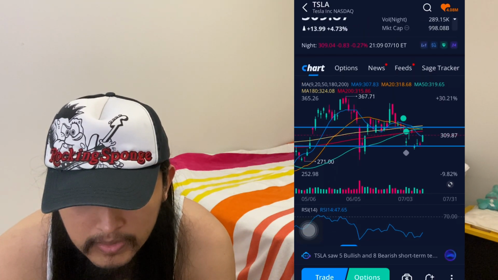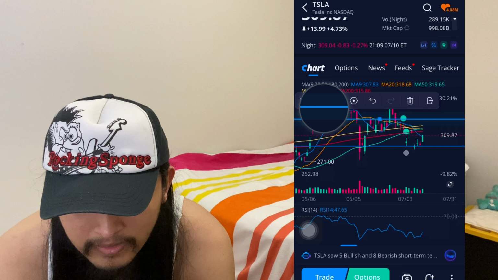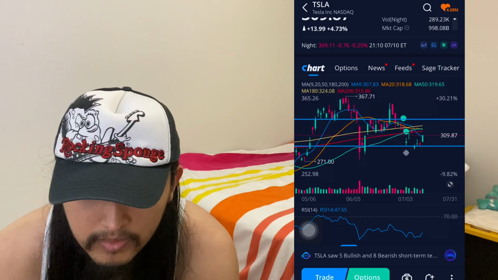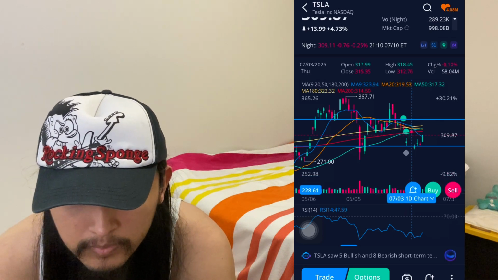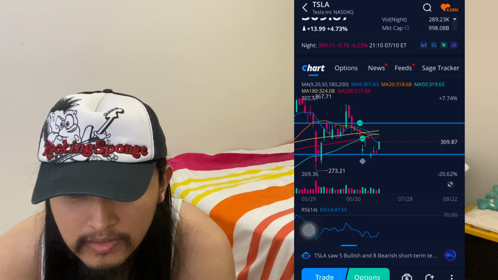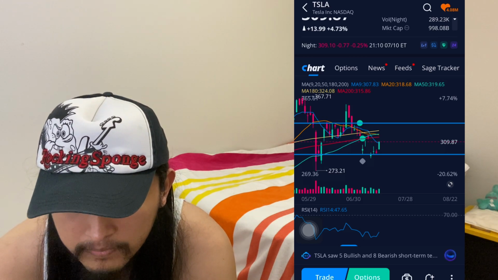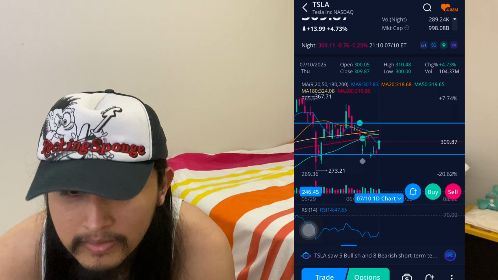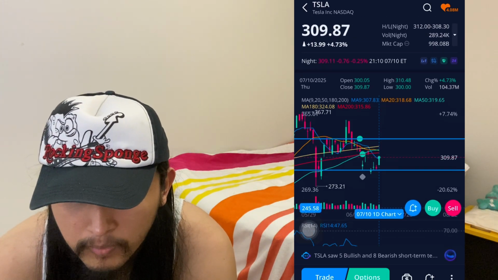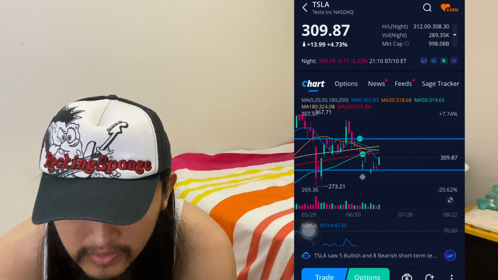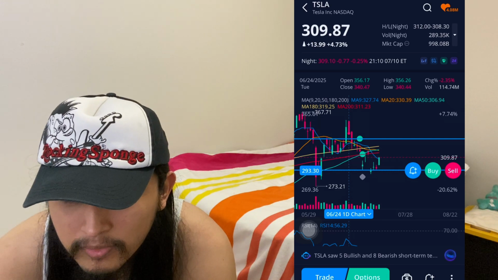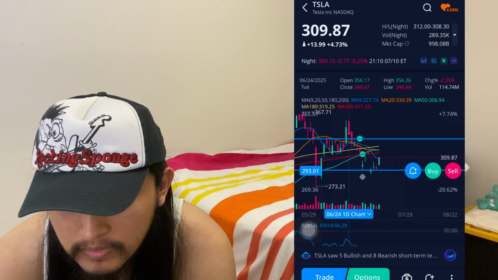So basically for me, my resistance area would be this right here. So essentially what I would do is I'm going to try to see if Tesla can get rejected by the 9-day moving average, and if it does manage to get rejected by the 9-day moving average, I'm going to patiently wait for Tesla to approach this support level of 293 or 294. Let's put it that way.